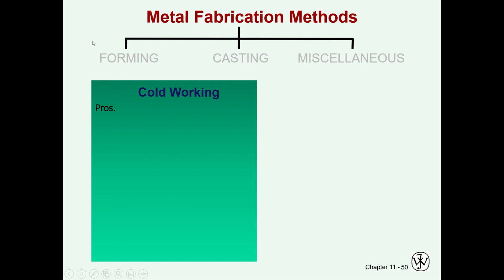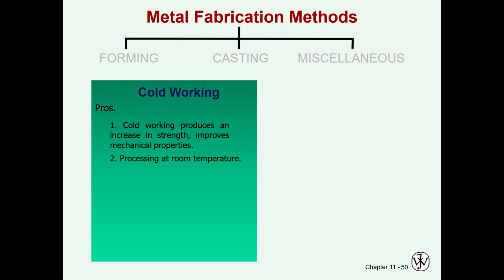Now, what is cold working? From the name itself, it is not really cold, but cold working is fabricating a metal without using heat. So this is only at room temperature. The benefit of using cold working here is that you can increase the strength and improve the mechanical properties. It is also processed at room temperature.